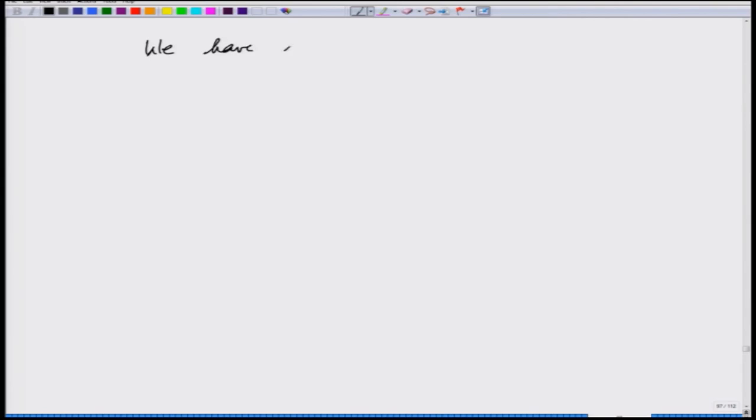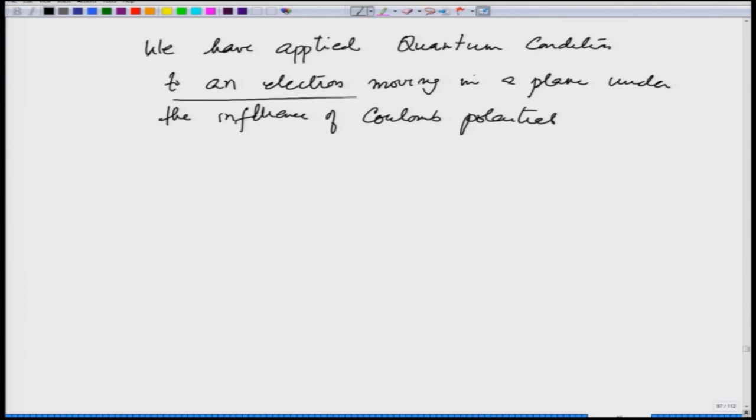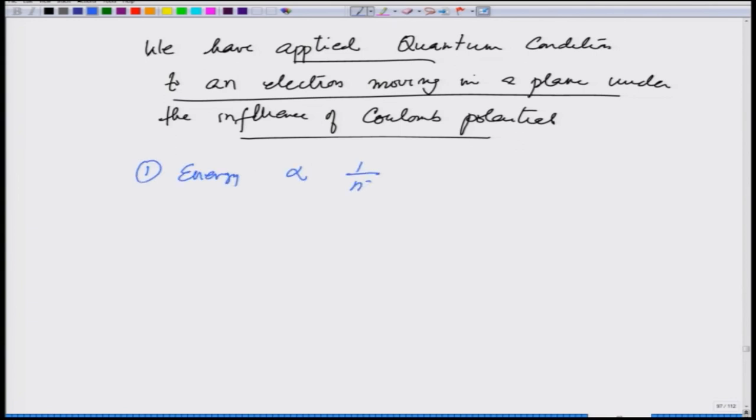we have applied quantum conditions to an electron moving in a plane under the influence of Coulomb potential. And what do we find? One, energy comes out to be proportional to 1 over n square, same as the Bohr model.